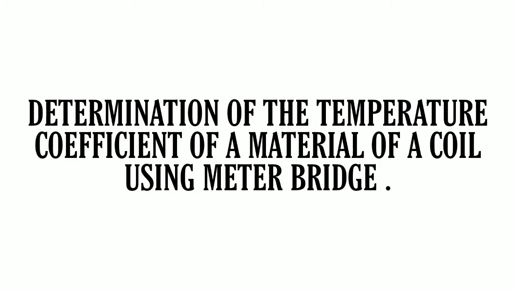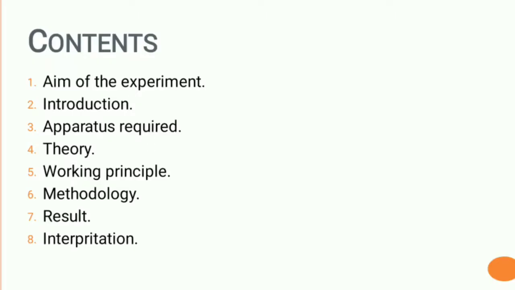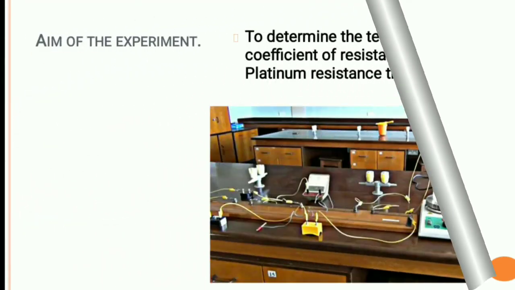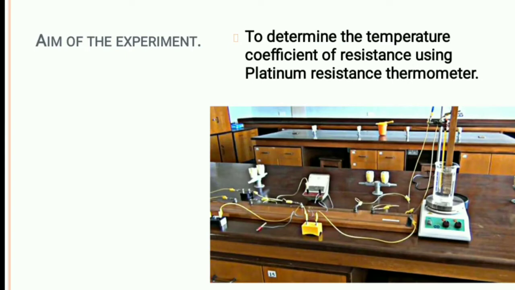So today's experiment is to determine the temperature coefficient of resistance by using a platinum resistance thermometer (PRT) and a Carey-Foster bridge. The contents of the experiment are: 1. aim of the experiment, 2. introduction, 3. apparatus required, 4. theory, 5. working principle, 6. methodology, 7. result and interpretation. So the aim of the experiment is to determine the temperature coefficient of resistance using a platinum resistance thermometer.